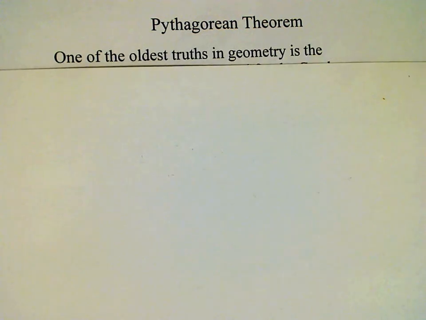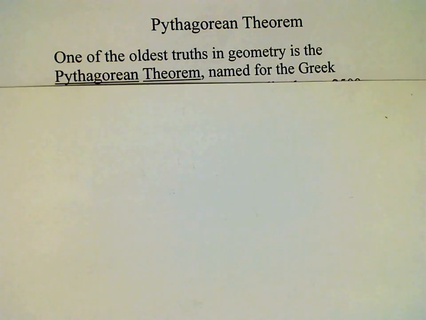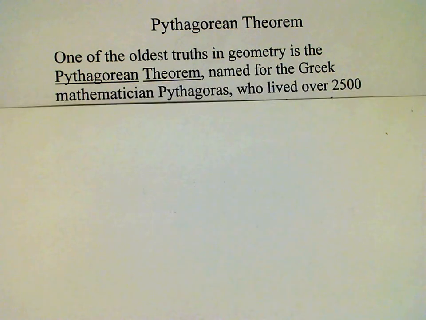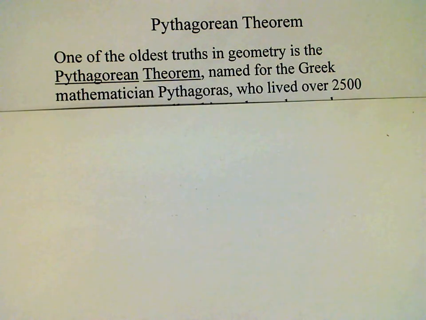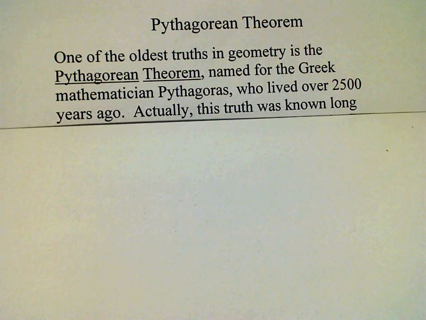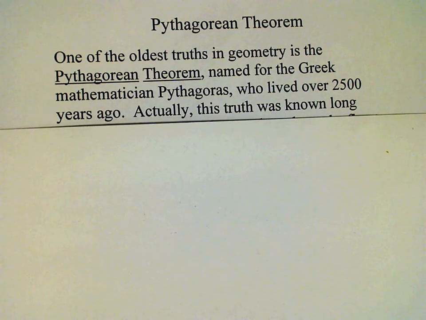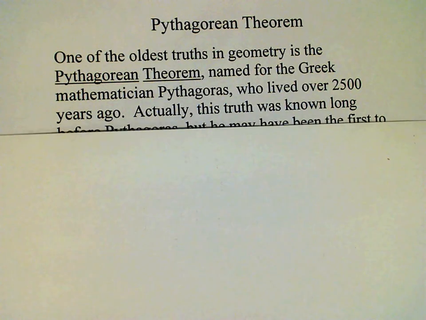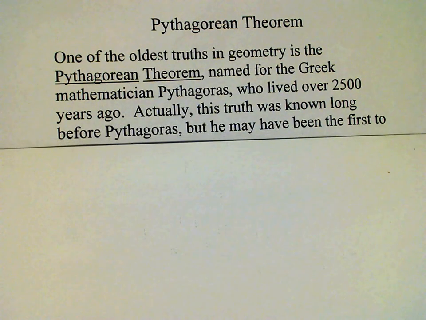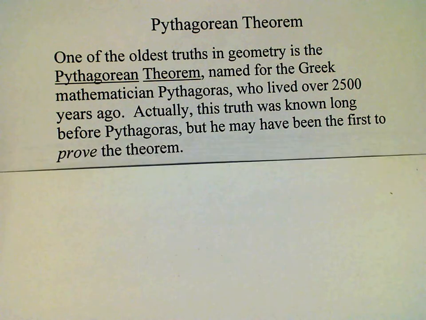One of the oldest truths in geometry is the Pythagorean Theorem, which is named for the Greek mathematician Pythagoras, who lived over 2,500 years ago. Now actually, this truth was known long before Pythagoras, but he may have been the first to prove the theorem.